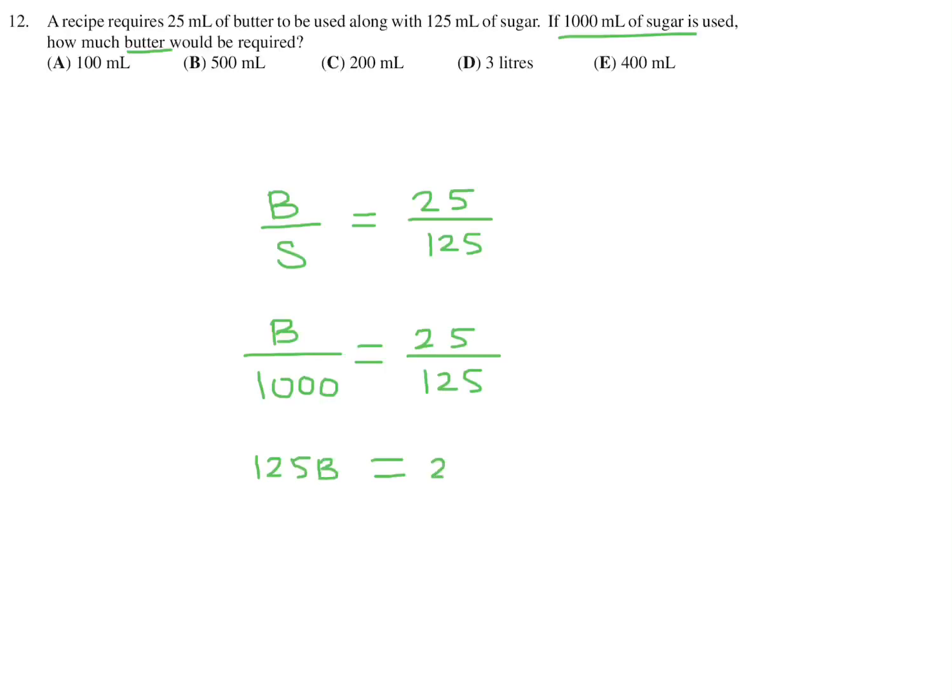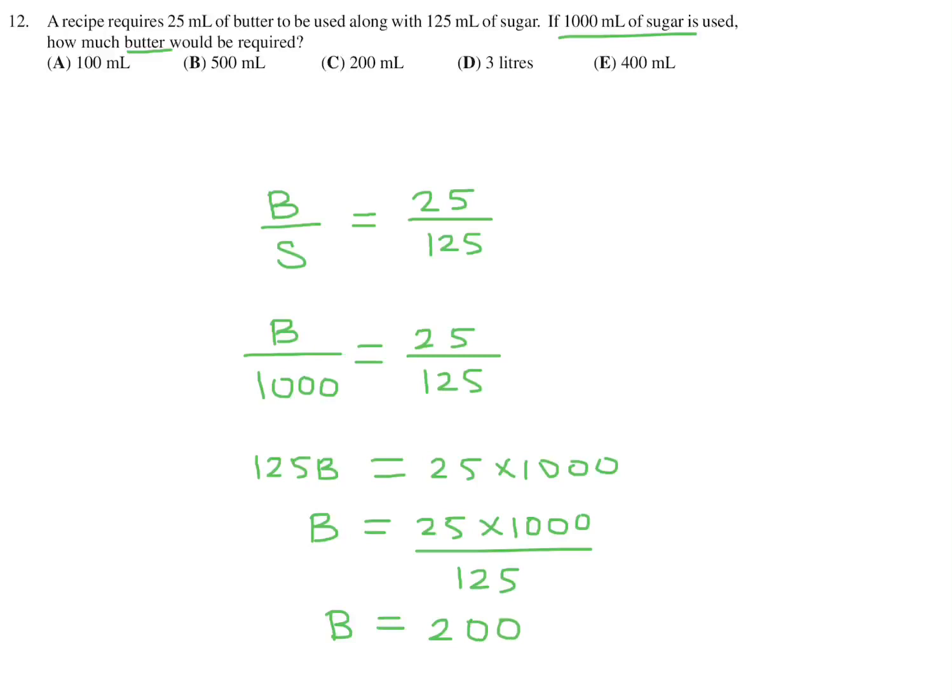125b is equal to 25 times 1000, and therefore 25 times 1000 divided by 125 is equal to b. And if you do the math, you will get b equal to 200. So the amount of butter that's required for 1000 ml of sugar in this recipe is 200 ml. So the answer is C.